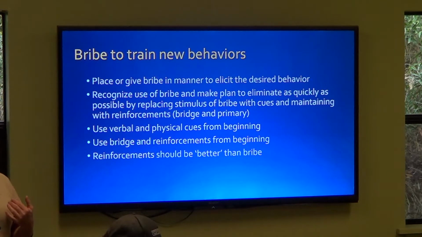I find it really helpful to reinforce with something that's better, higher magnitude than the bribe. Because if you start off with your really great thing for the bribe, and then you reinforce with something that's just okay, I think it's much more difficult to eliminate that bribe. But if you can start off bribing with something that's good enough to get the animal to move, but then reinforce with something that's really tasty, it's easier to eliminate it.